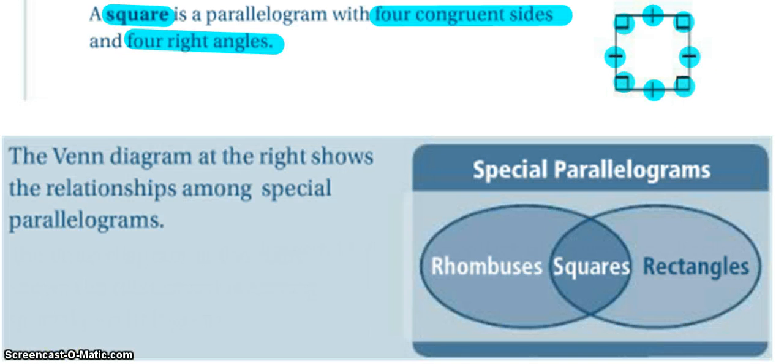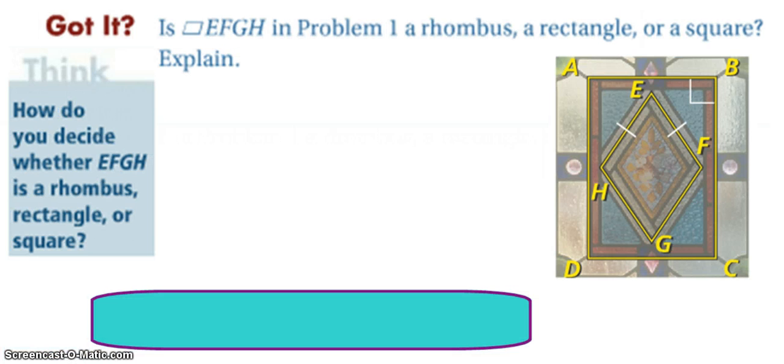This Venn diagram shows exactly what I just said. We have a rhombus and a rectangle, and where they overlap, a shape that covers both classifications is a square. You need to have worked through problem 1 for this because your graphic is in problem 1.